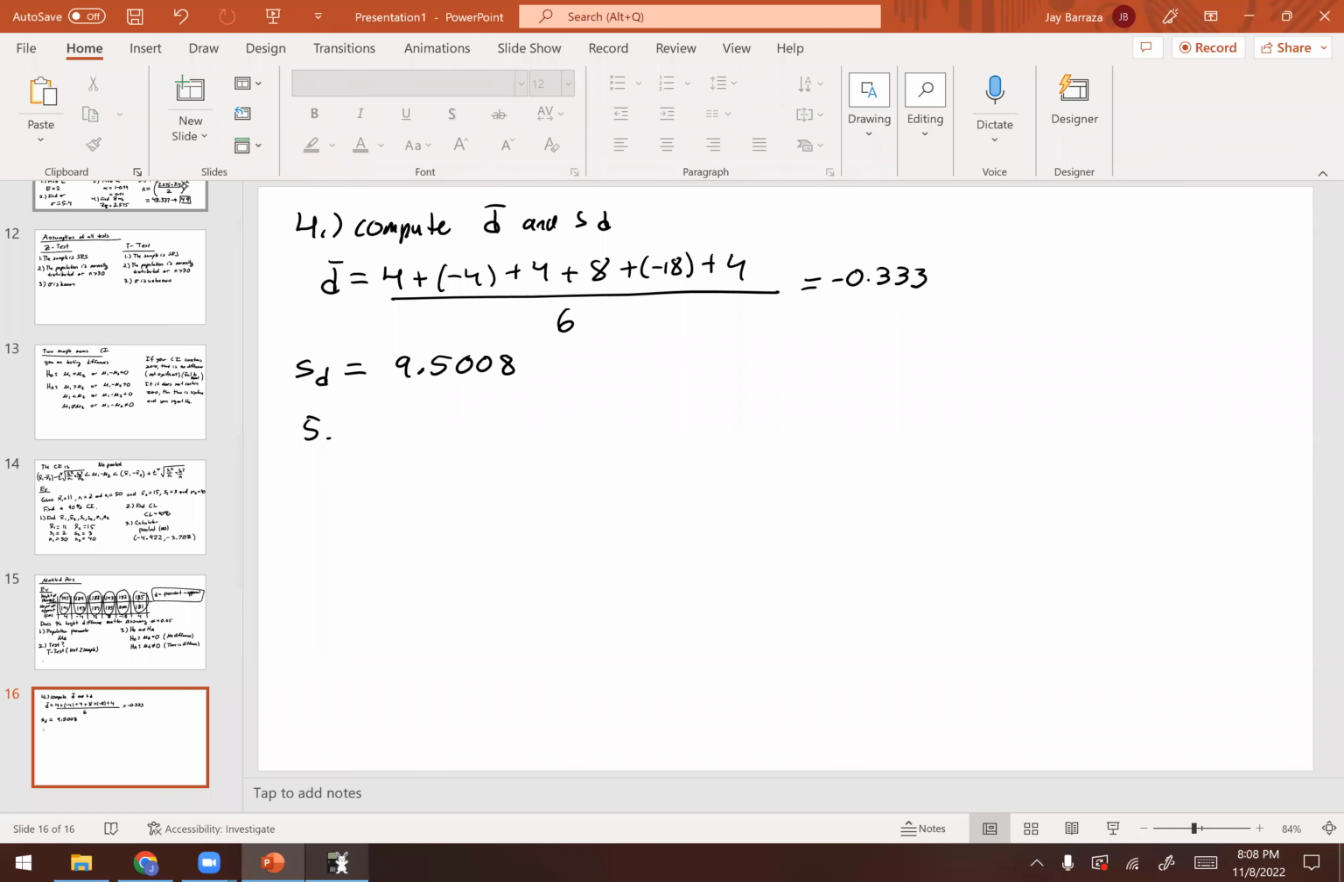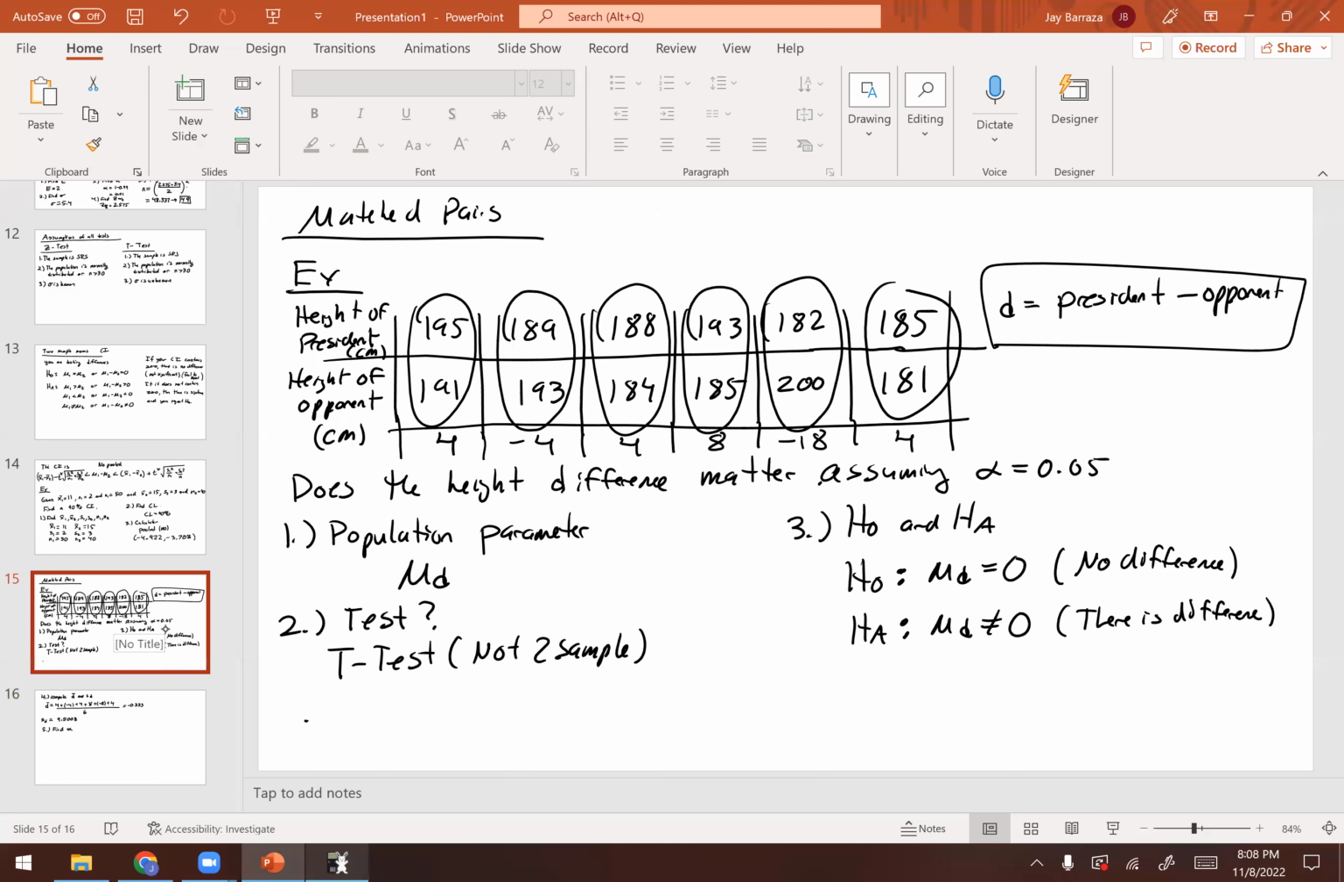Step 5, find alpha. So did I give us alpha for this problem? 0.05.